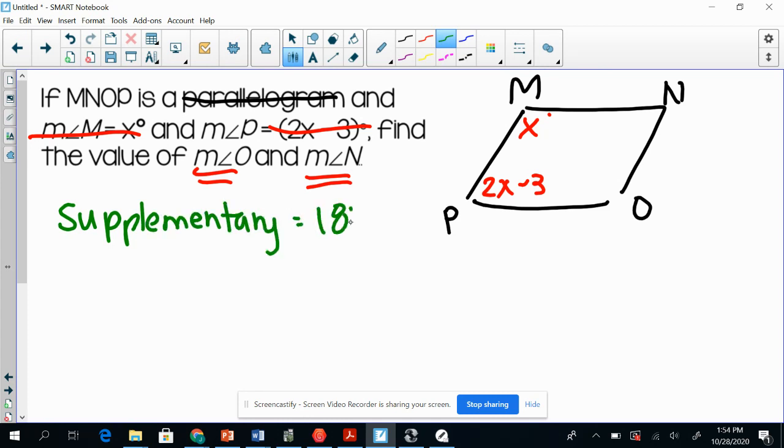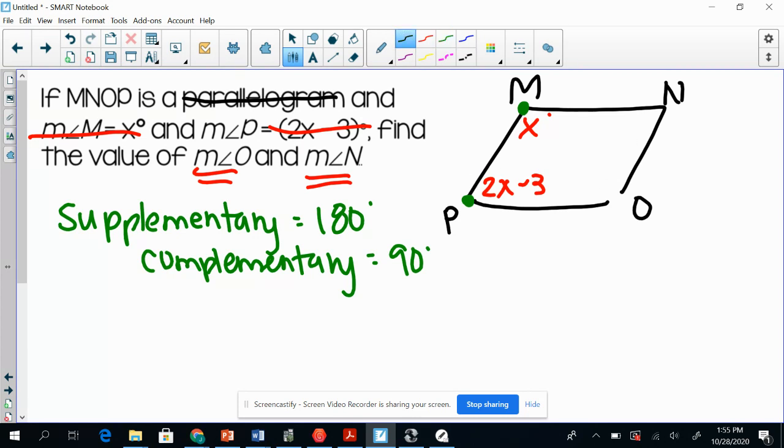Anything supplementary is equal to 180. Just a throwback, which won't be an issue here, but remember complementary is 90. So supplementary is 180, and these are supplementary. So this angle and this angle are supplementary. M and N would be considered supplementary, N and O would be considered supplementary, and P and O. As you're reading in clockwise motion, the adjacent angles, the ones attached that share a leg, are going to be supplementary. So we're going to take that, which means equal to 180.